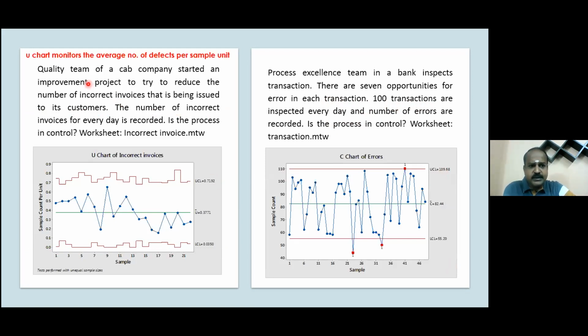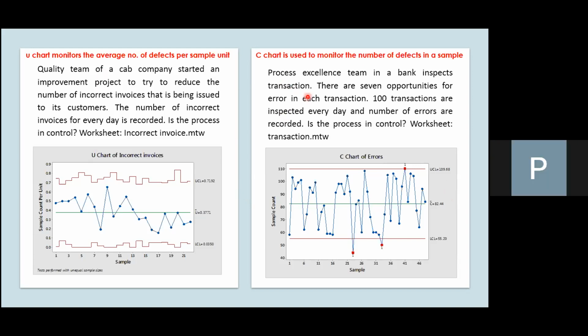In the U chart, you are monitoring the average number of defects per sample unit. Because your subgroup size is varying, you are monitoring the average number of defects each product has got. But here, what is the difference? The subgroup size is constant. If the subgroup size is constant, you can monitor the number of defects in a subgroup or in a sample. Do you understand the difference between C and U? For C, the subgroup size is fixed.